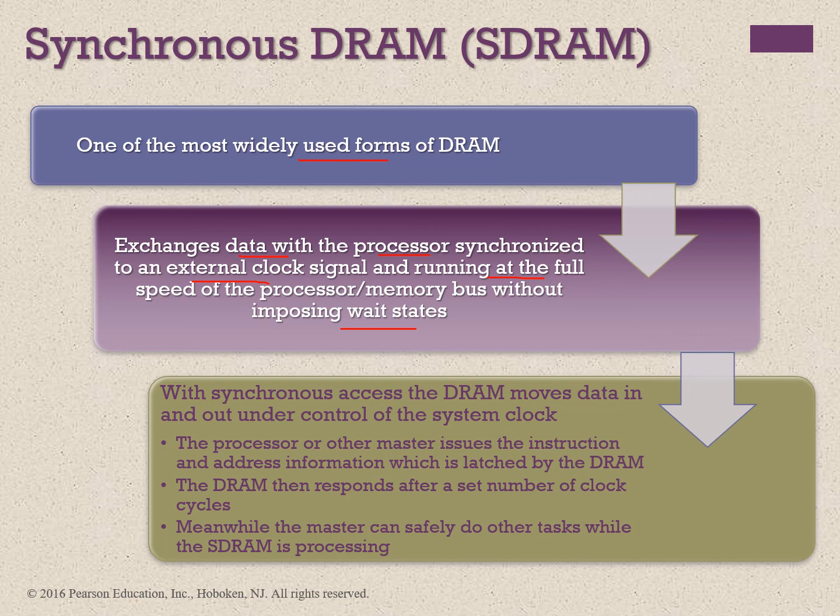With synchronous access, the DRAM moves the data in and out under control of the system clock. The processor or other master issues the instructions and address information which is latched by the DRAM. Then DRAM responds after a set number of clock cycles. Meanwhile, the master can safely do other tasks. While DRAM is doing some processing, master will do some other task. So in this way, the speed is maintained.